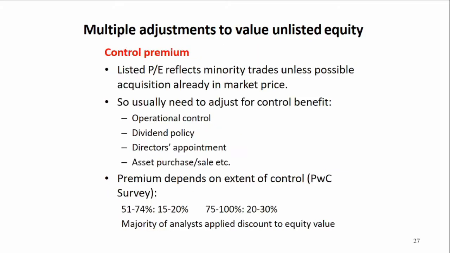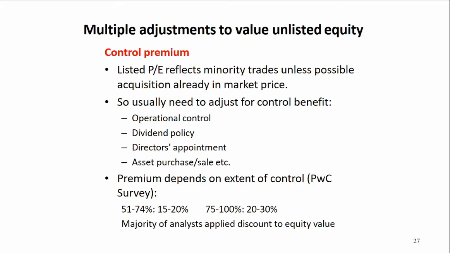The next adjustment we need to talk about is the adjustment we often make for control premium. Like I said previously, when we look at the PE ratio, it is calculated by the price per share over the earnings per share. This basically reflects a minority holding. But often we want to value a majority holding. If we are valuing a majority holding, perhaps there is going to be an acquisition, then we will need to adjust the PE ratio upwards to take into account that we are valuing a majority holding. This is known as a control premium.